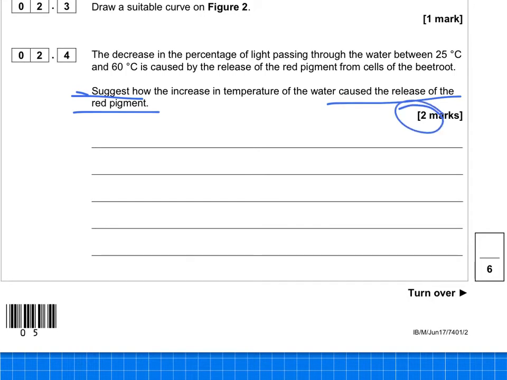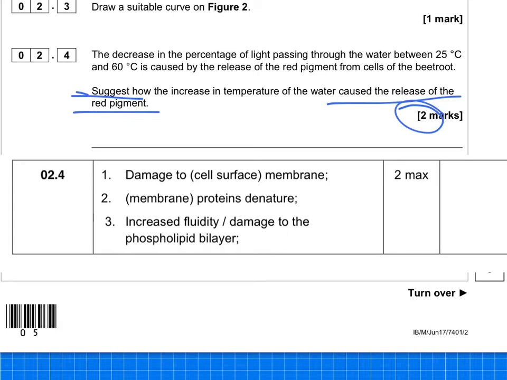So nowhere in the question does it mention the cell surface membrane. So that would be the first thing, is why is it being released? Well, there's damage to the cell membrane. Why is that the case? Well, usually it's when proteins denature, or as the temperature increases, you get increased fluidity or damage to the phospholipid bilayer. So there we go. So all in all, that question, again, if you know you require practical, scientific methodology, is not too bad at all.